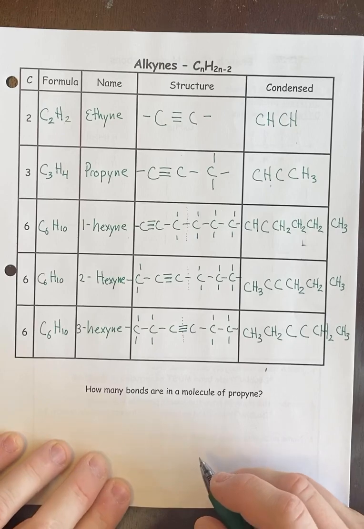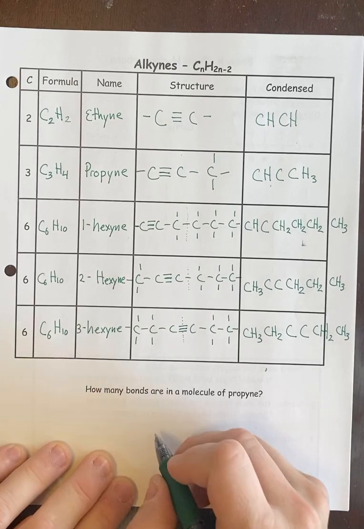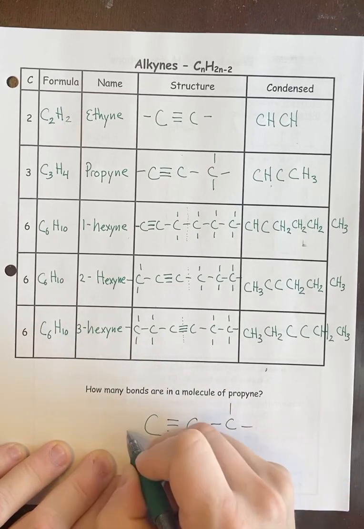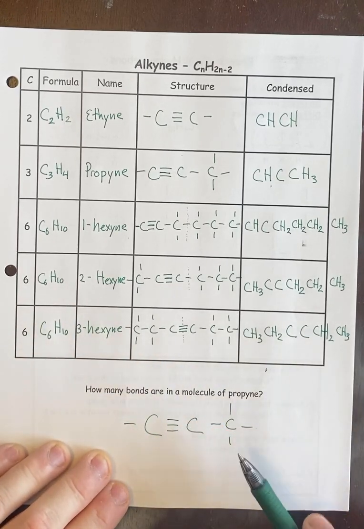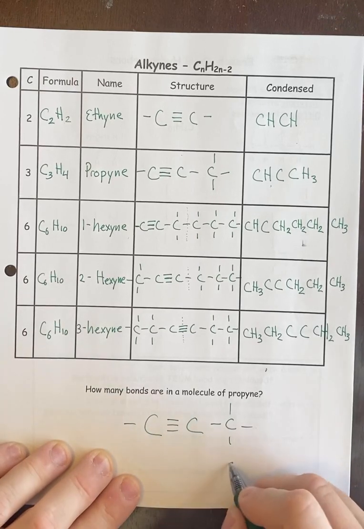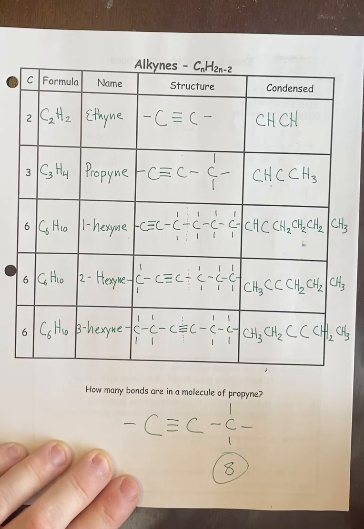And then the last one, how many bonds are in a molecule of propyne? Draw it out. So it looks like that. If I count my bonds, 1, 2, 3, 4, 5, 6, 7, 8. So there's 8 bonds in a molecule of propyne.